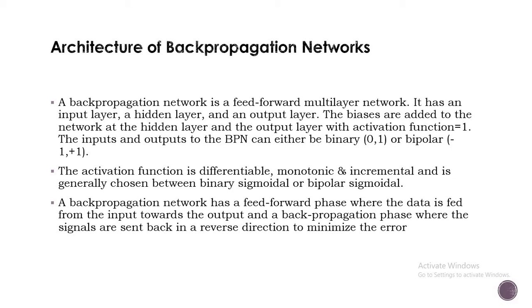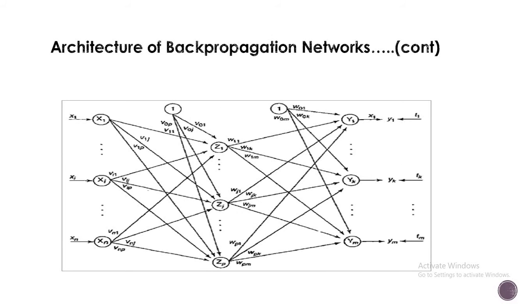A backpropagation network has a feed-forward phase, where the data is fed from the input towards the output, and a backpropagation phase, where the signals are sent back in the reverse direction to minimize error. This is the architecture of the backpropagation network. There is an input layer with a lot of inputs, and one or two hidden layers with weights, represented as Z1, Z2 up to Zp, and there is an output layer with Y1, Yk and Ym.